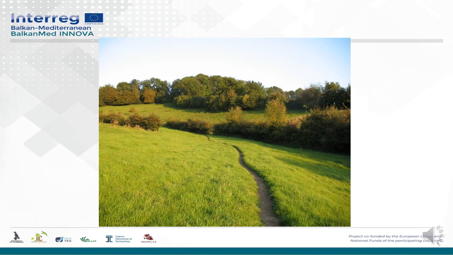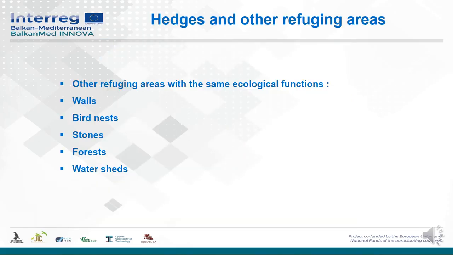Similarly, here we have the example of cereals, which is a planted crop, and the hedges that separate different plots. In fact, hedges are not the only infrastructure which contributes to biodiversity and offers the other benefits that are mentioned for them. There are other refuging areas with the same ecological functions like walls, bird nests, stones, forests, and watersheds.